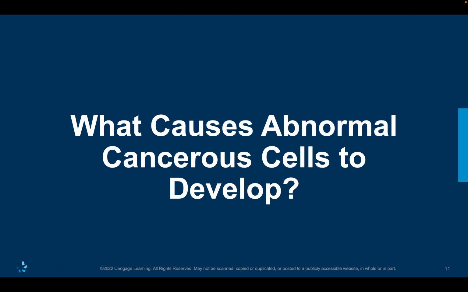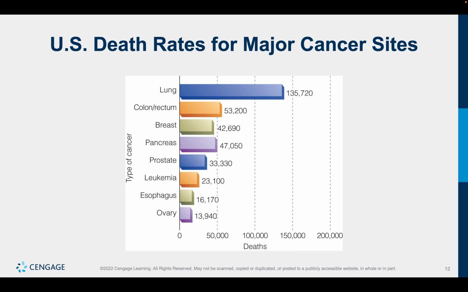What causes abnormal cancer cells to develop? The following graph shows you the major cancer sites, or the most occurring cancer occurrences, and as a result, death because of cancer in the United States. Lung cancer is the highest in terms of death rates for major cancer sites in the country, particularly because it is associated with the use of tobacco products. Cigarette usage and smoking are leading causes of why this type of cancer occurs.